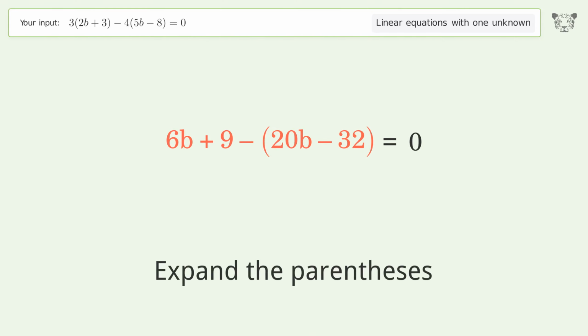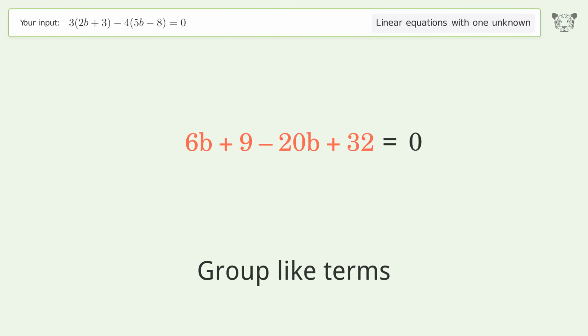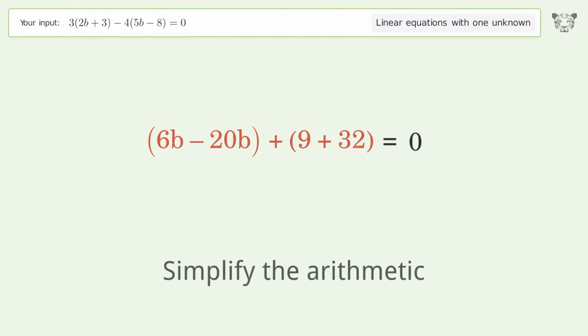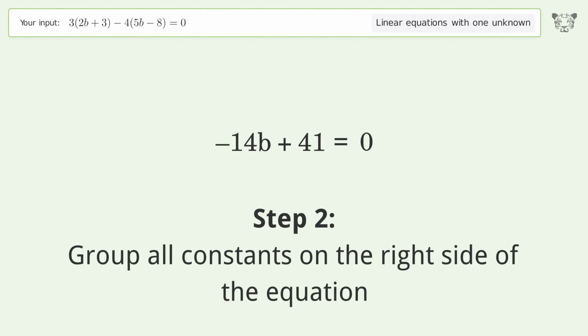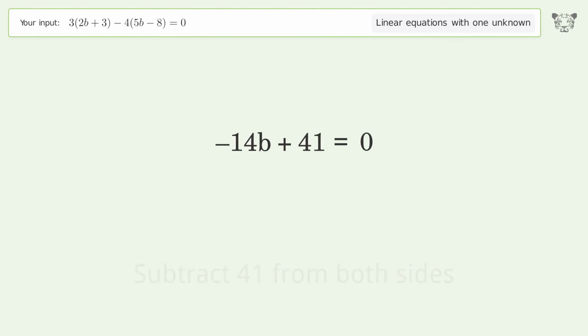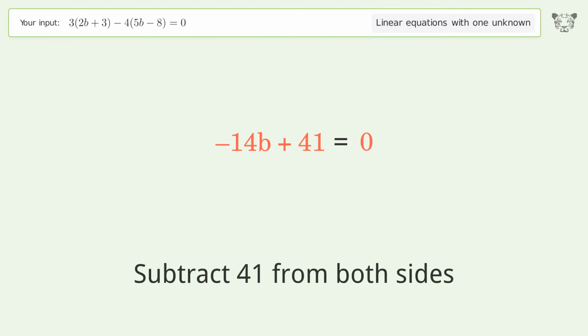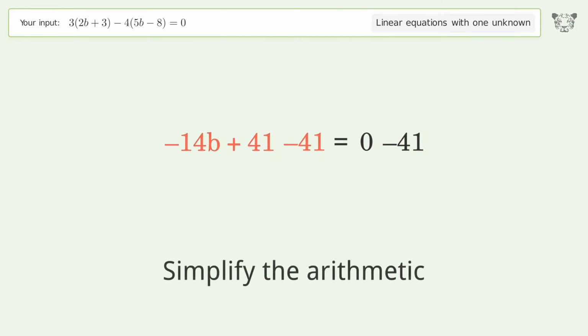Expand the parentheses. Group like terms. Simplify the arithmetic. Group all constants on the right side of the equation. Subtract 41 from both sides. Simplify the arithmetic.